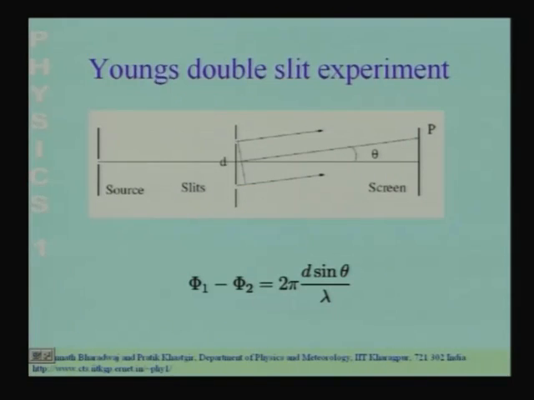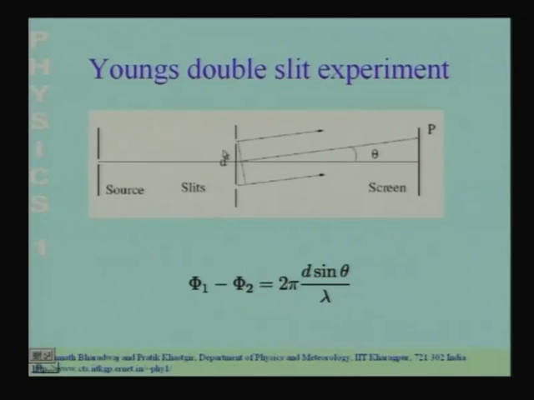Now, let us go back to the Young's double slit experiment that we were discussing. In the Young's double slit experiment, we were looking at the intensity at the point P. At the point P, we have two waves which are incident, one from the first slit, the second from the second slit. The two waves from these two slits arrive with a phase difference. How much is the phase difference between these two waves from the two slits at the point P?